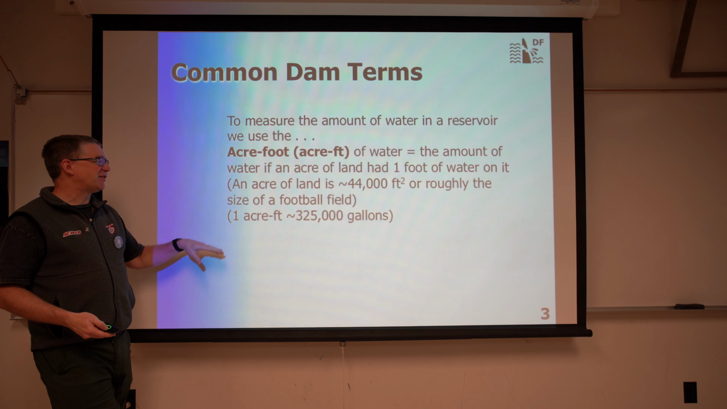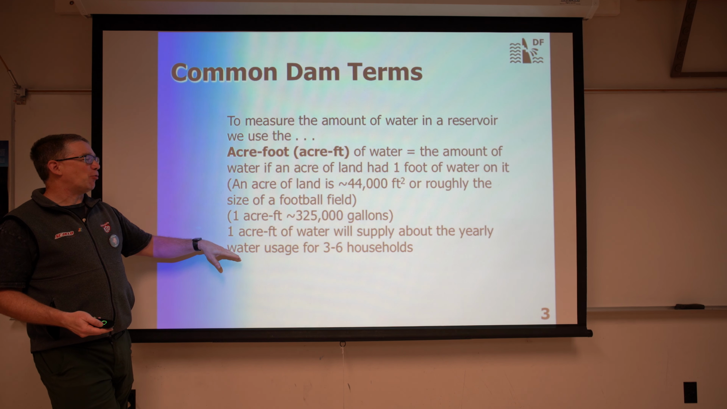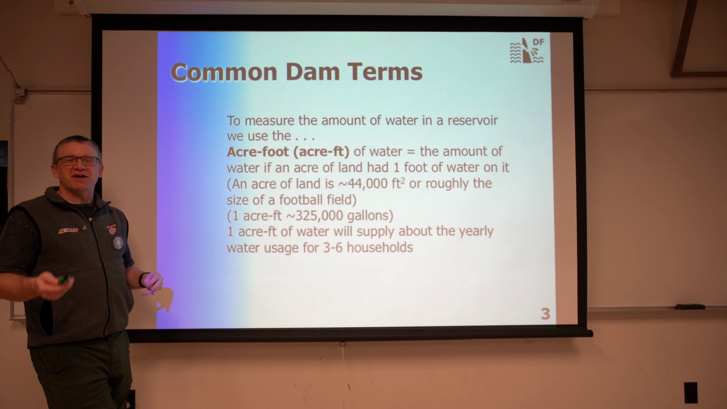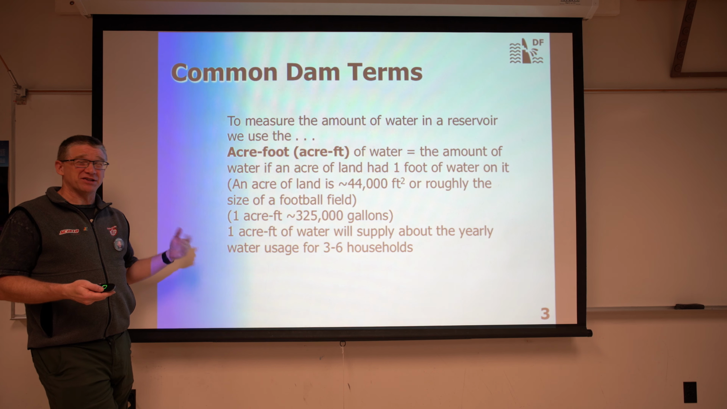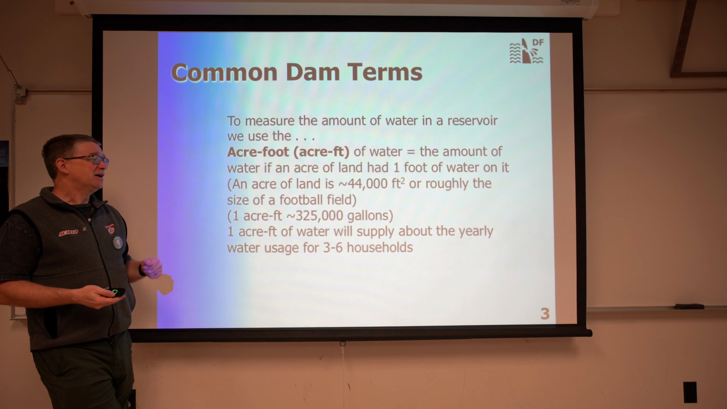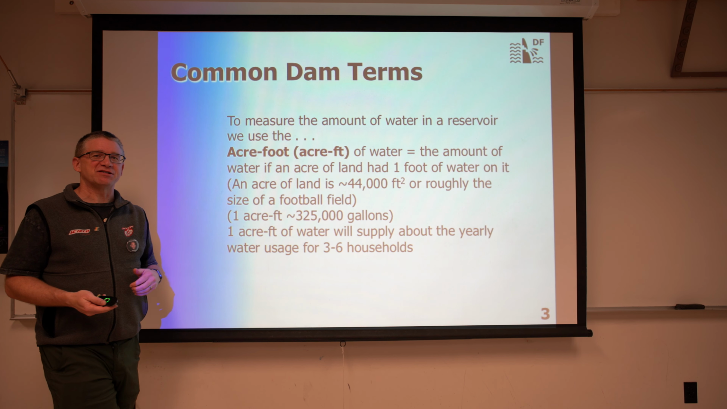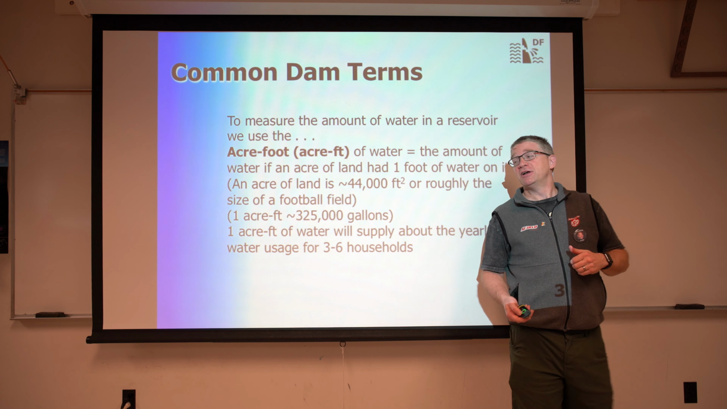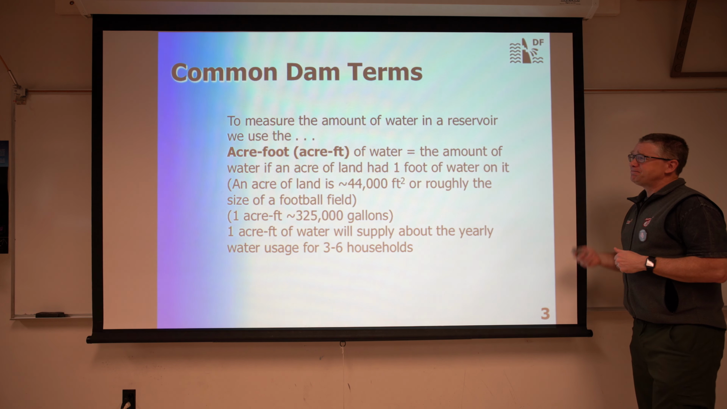And just for perspective on that, that's about enough water to supply 3 to 6 households, depending on where they're at. Central Valley, probably about 2 households. They use a lot more water in the Central Valley. Households do. It's crazy how much they waste. Here in Southern California, we probably get 6 or 7 households out of that. So we conserve water a lot more than the Central Valley does.